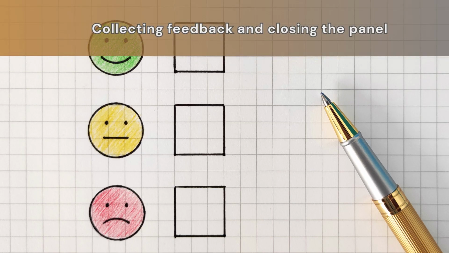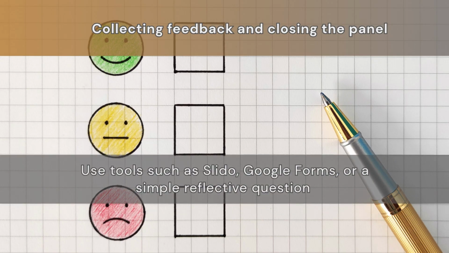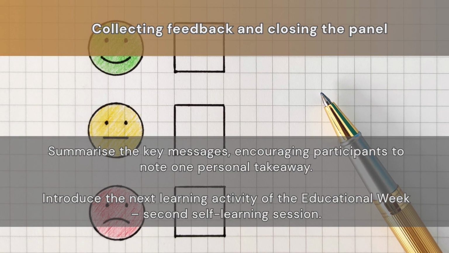The first learning panel concludes by summarizing the discussions and insights shared by participants. The youth worker collects short feedback using tools such as Slido, Google Forms, or a simple reflective question to assess how helpful the interactive presentation was and what could be improved. Finish the learning panel by summarizing the key messages, encouraging participants to note one personal takeaway, and introducing the next learning activity of the educational week, the second self-learning session.